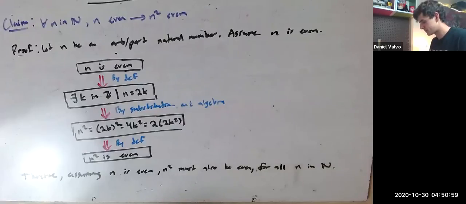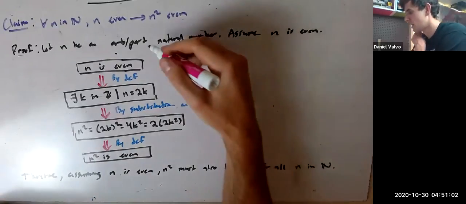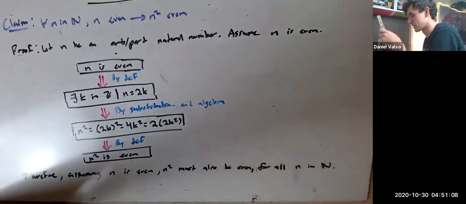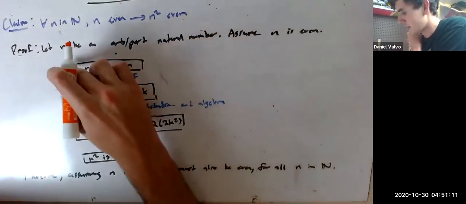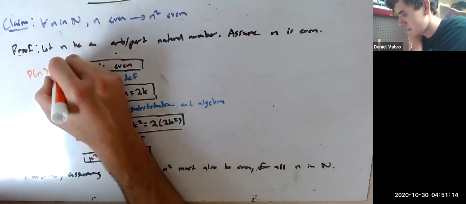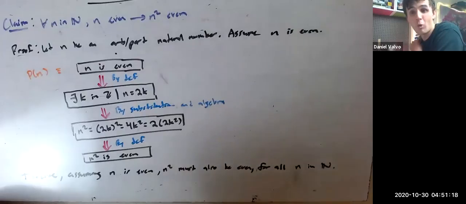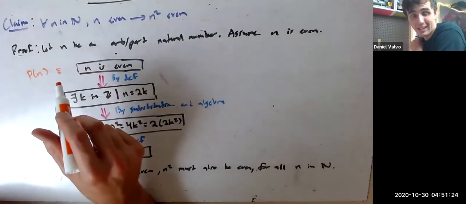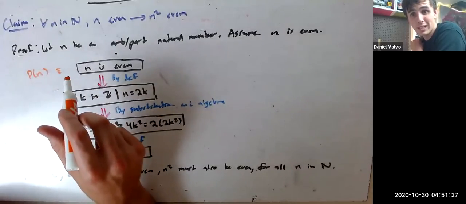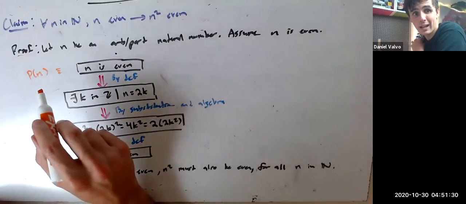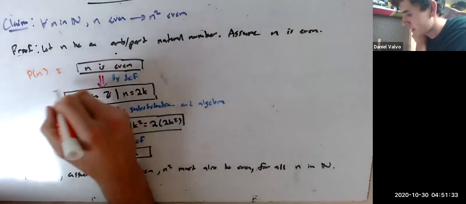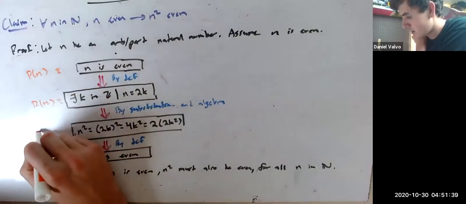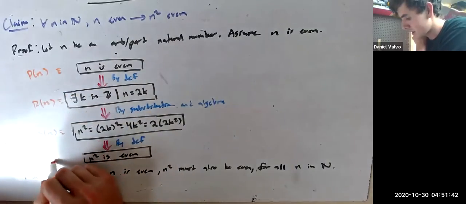So here's what I'm going to do. I'm now going to label these with predicates. So let's say this is the predicate P(n). Remember, a predicate is a sentence that becomes a statement when you plug in a variable. So P(n) is saying n is even. P(3) is saying 3 is even, which is false. P(4) is saying 4 is even, which is true. Let's call this R(n). Let's call this S(n). And let's call this Q(n).